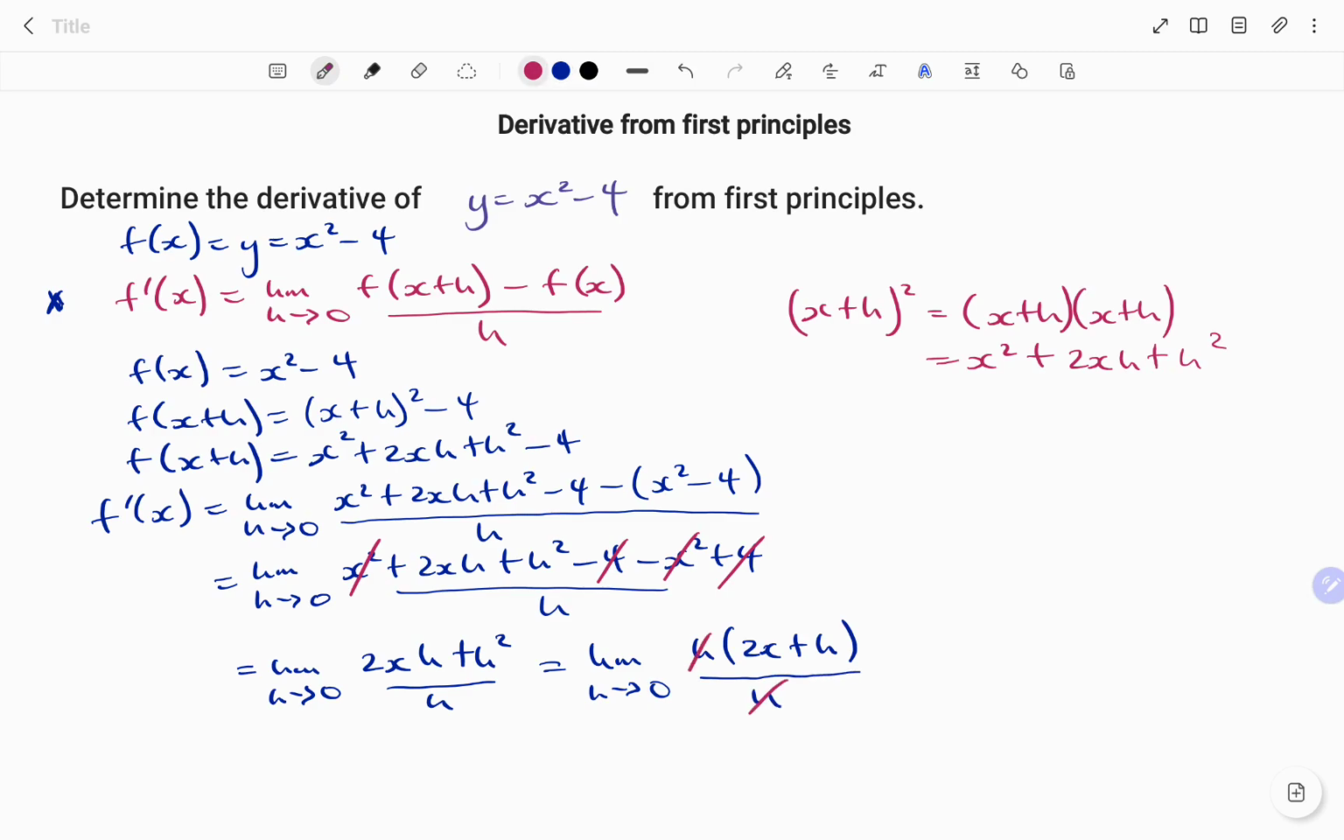My h cancels out, so therefore my f prime of x equals limit h tends to 0, 2x plus h. And as h tends to 0, the value of h here is also going to tend to 0. So therefore, my f prime of x will be 2x.